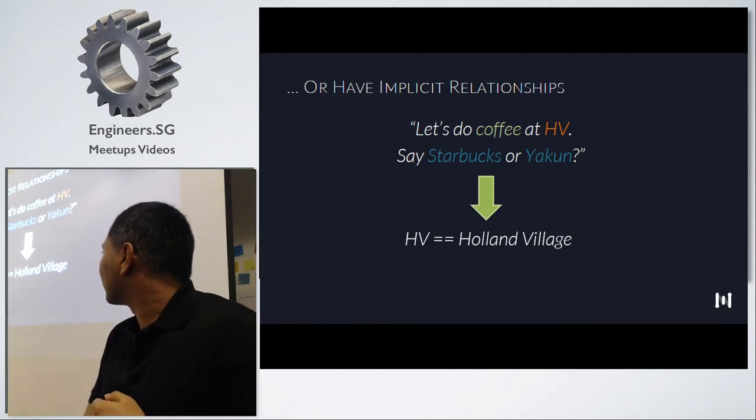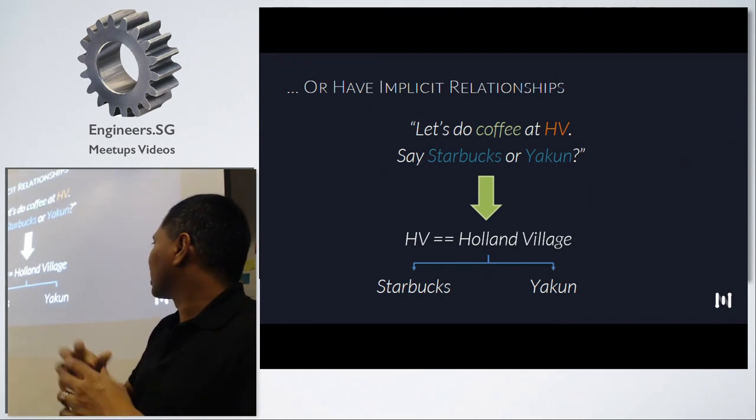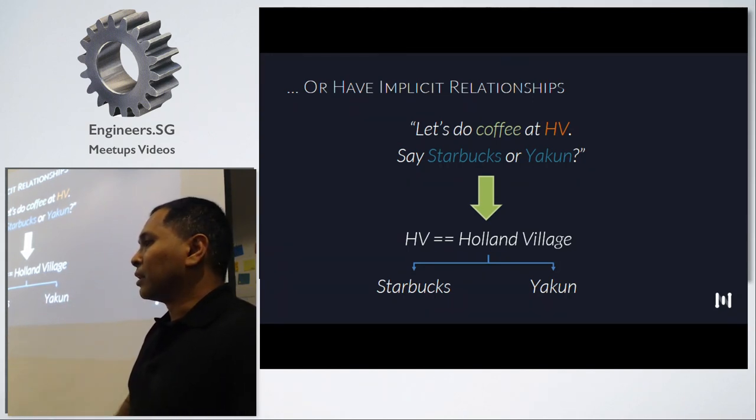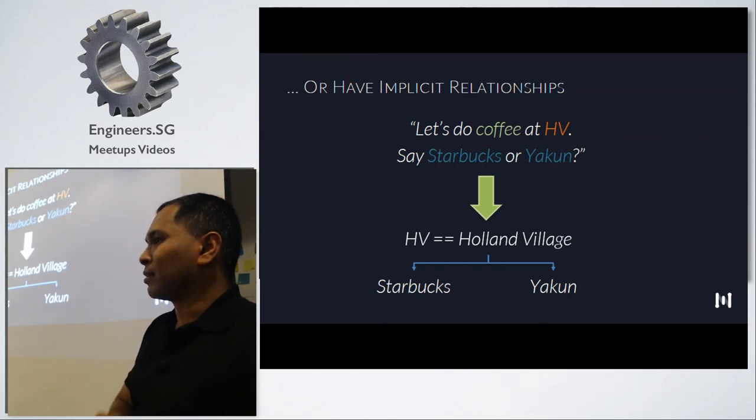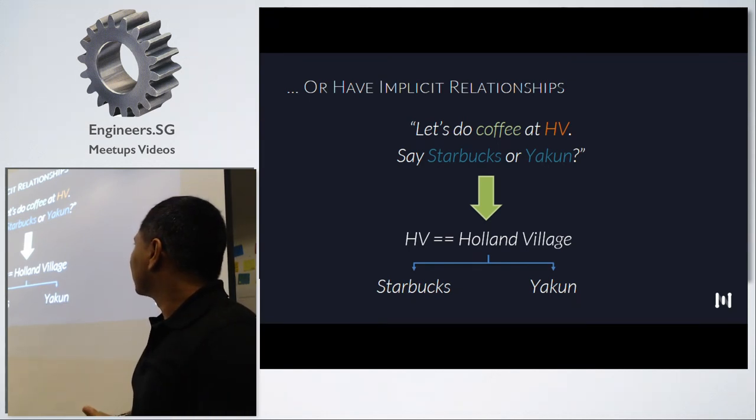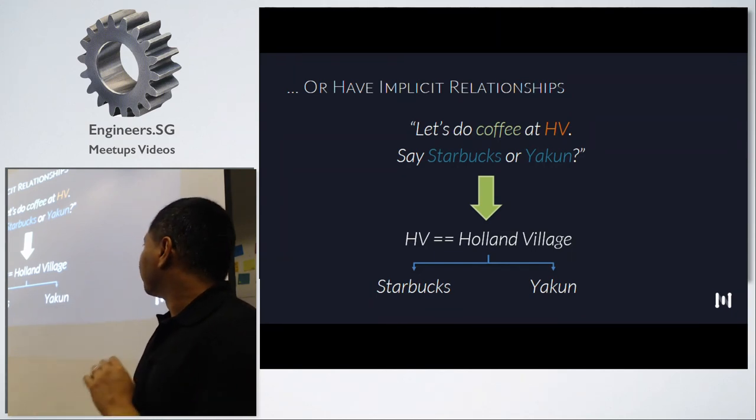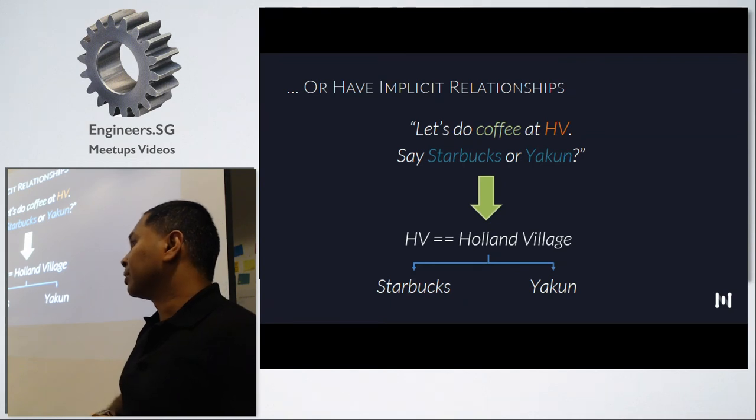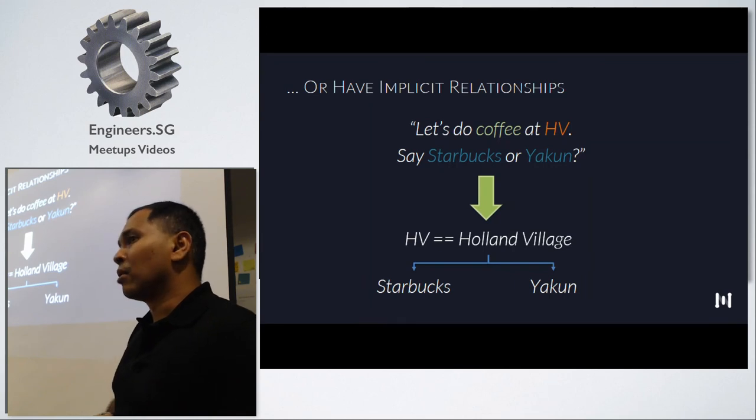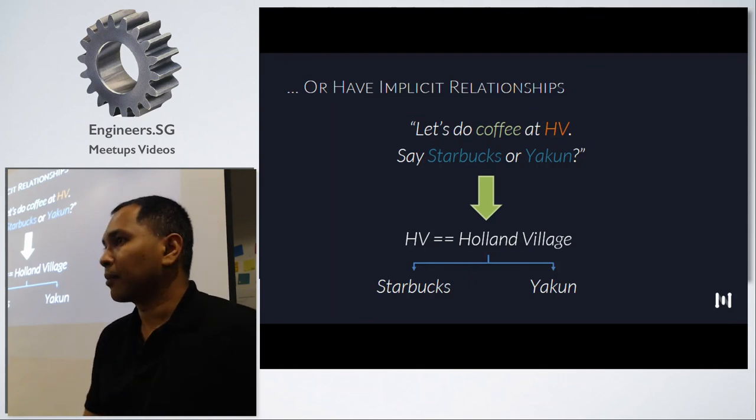Then you need to recognize that there's an implicit relationship: Starbucks is a very specific venue within Holland Village, the area. And the same thing with Yakun. And so you know that there are actually two proposals here: Holland Village at Starbucks or Holland Village at Yakun. And again, I love hashes. They allow us to just throw stuff in and add more and more resolution to a particular location as you build it up. As you read the sentence, you just add more attributes to it. As long as you've got your schema done properly, you can do this fairly simply.